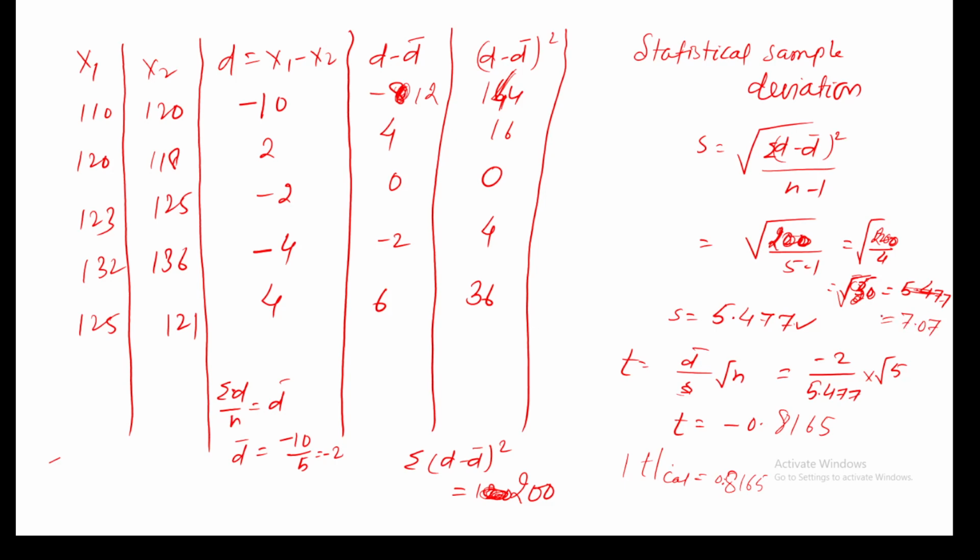In the second line, D minus D bar will be 0, 2 minus 2, 0. Second line, this one. The D value is 2, and the D bar is also 2. So D minus D bar will be 0. Second row, okay, the D minus D bar will be 0.